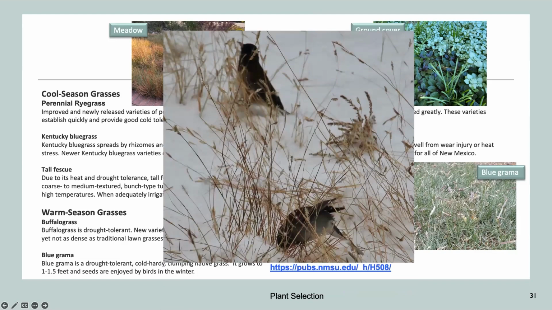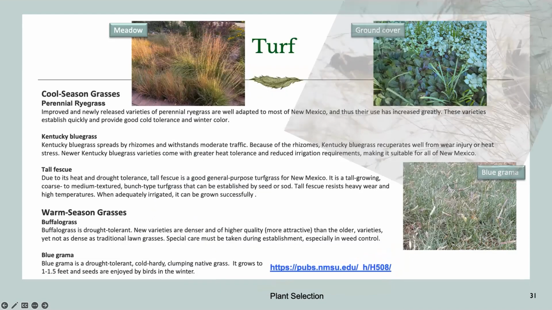So this is my grass in my yard, and I'm all about birds and the bees and stuff. These are dark-eyed juncos eating the seed heads off from my blue grama that I have. And blue grama is one of the grasses that's listed on the previous slide. And also the winter juncos just love grass seeds. They're all over my meadow as well.